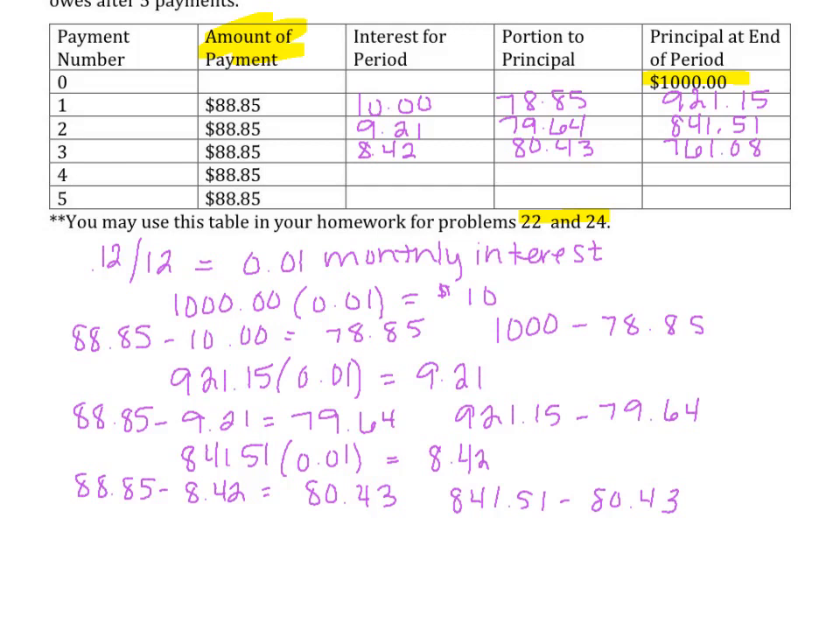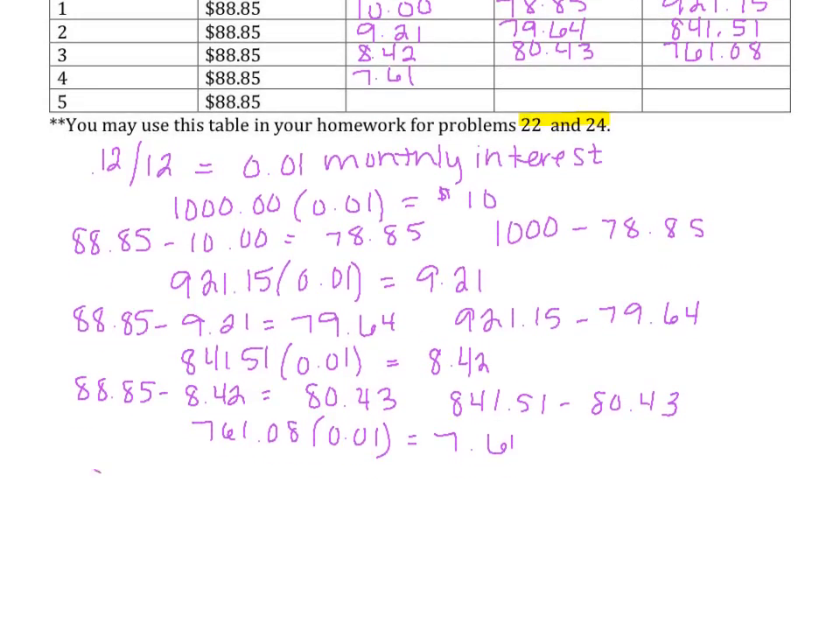So now let's take $761.08 multiplying by 0.01. And our interest that we pay is $7.61. So 88.85 minus 7.61 is 81.24. Again, increasing. So 761.08 minus 81.24 gives me 679.84.